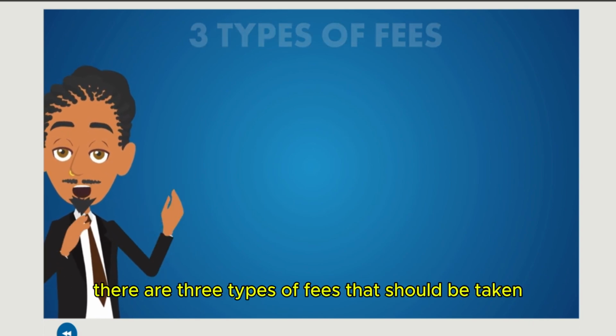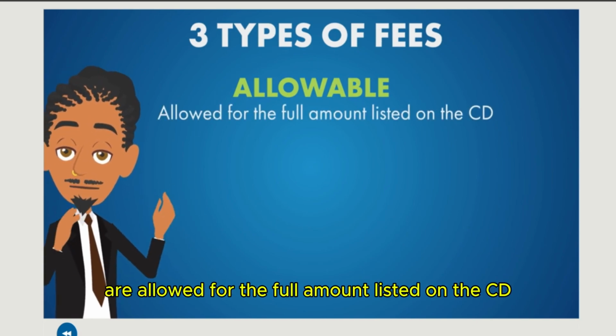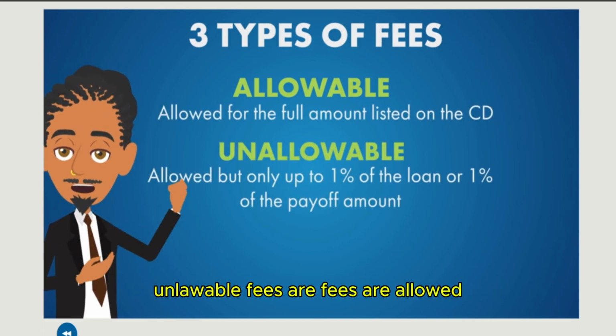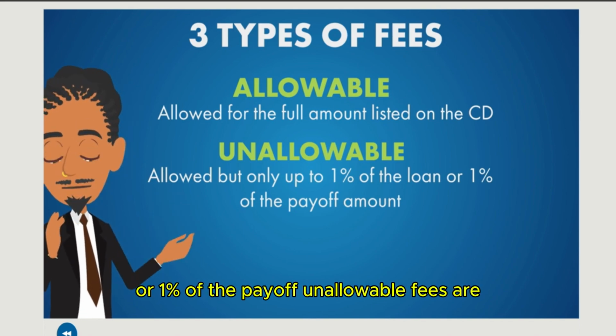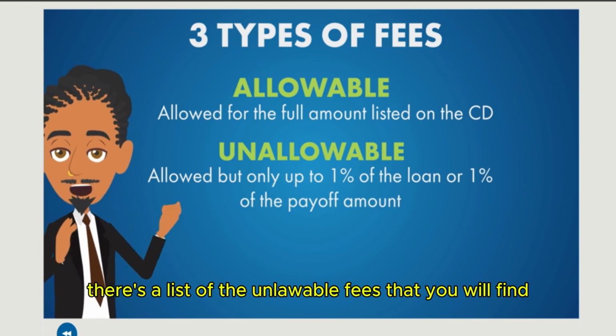There are 3 types of fees that should be taken note of for VA loans. Allowable fees are fees that are allowed for the full amount listed on the CD. Unallowable fees are fees that are allowed but only up to 1% of the loan amount or 1% of the payoff amount. Unallowable fees are the fees that are included in the 1% test. Here's a list of the unallowable fees that you will find on the VA loan.